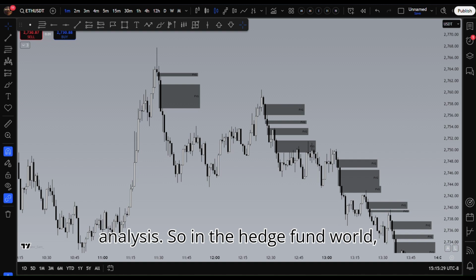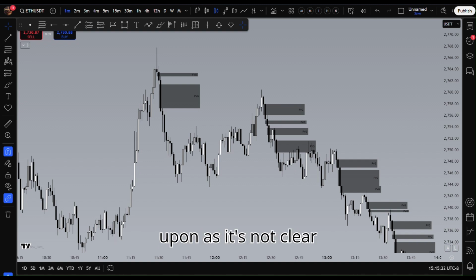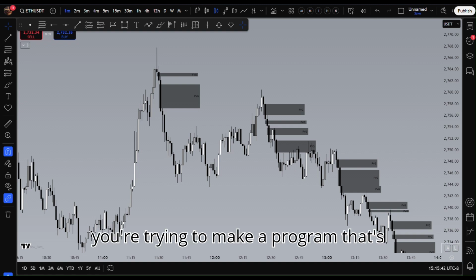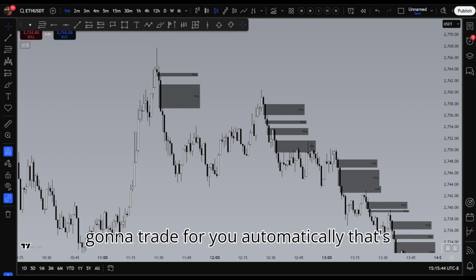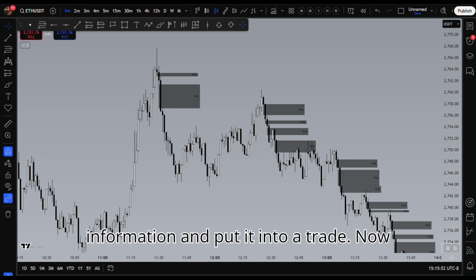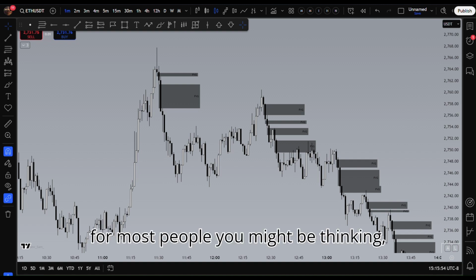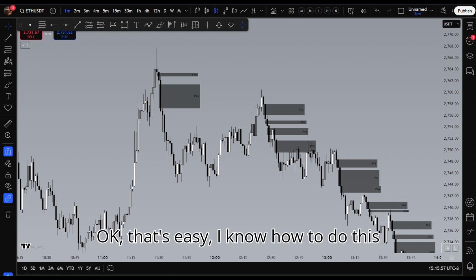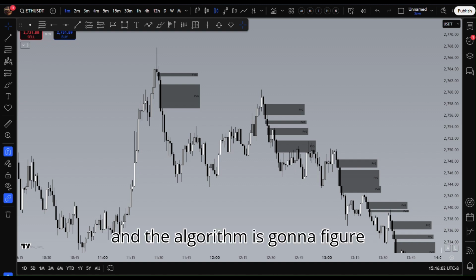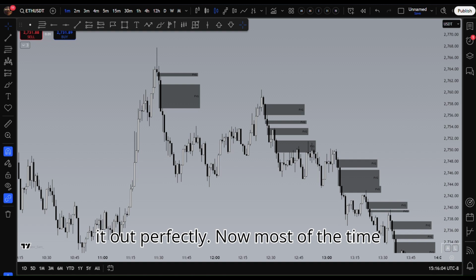So in the hedge fund world, technical analysis is often looked down upon as it's not clear most of the time. Now, what do I mean by not clear? Imagine you're trying to make a program that's going to trade for you automatically. That's going to check everything on the graph, take all of this information and put it into a trade. Now, for most people, you might be thinking, okay, that's easy, I know how to do this, and the algorithm is going to figure it out perfectly. Now, most of the time that's not actually true.